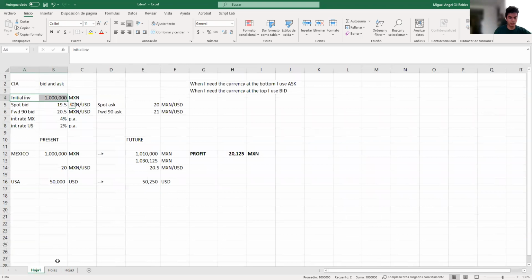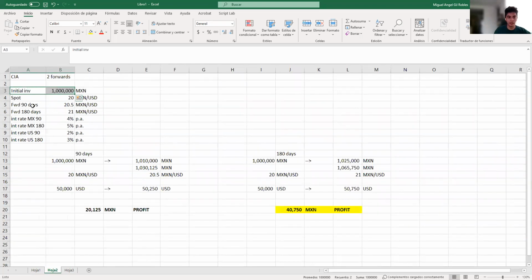You can mix, for example, bid and ask with two forwards. I mean, you can have forward rate bid and forward rate ask, and here spot ask, and that's a mix of two complications. So you can have the same thing in here.